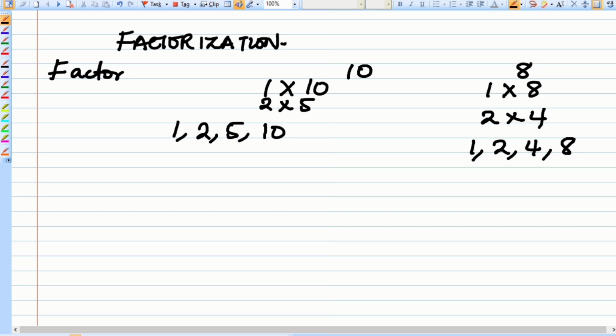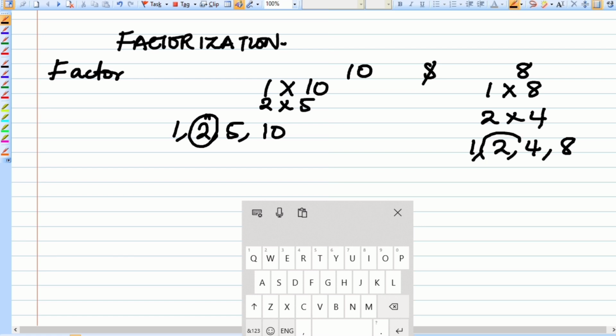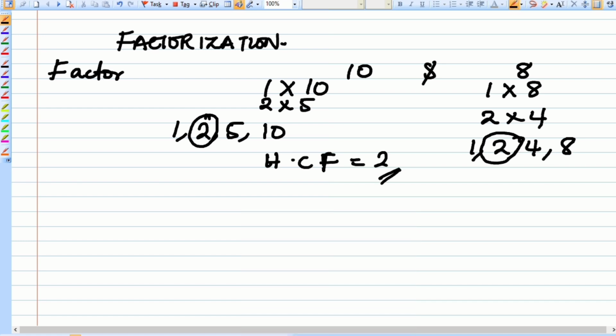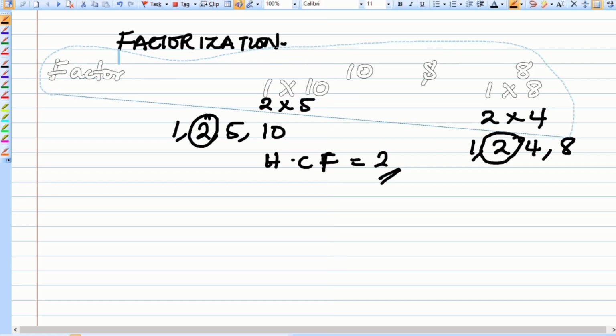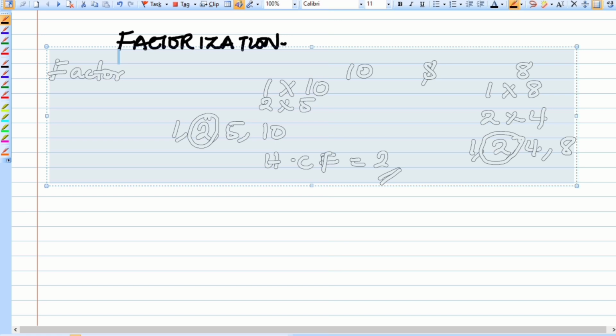But for factorization, we need to consider the highest common factor. So you see that the highest common factor between 10 and 8 is 2, because 2 can divide 10 and 2 can also divide 8. And this is the highest number that can divide both 10 and 8. So the HCF, as we call it, is 2. You must know how to look for the highest common factor of these terms before we can start our journey in factorization. So this and more is what we're going to be looking at today. So let's go straight into the business of the day.